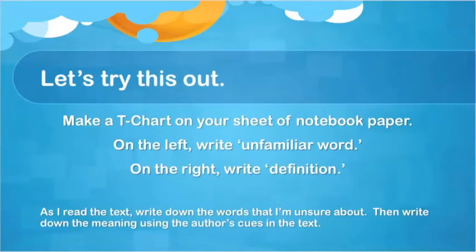Let's try this strategy out. You should have a sheet of notebook paper with you on the carpet. With your notebook paper, make a T-chart. On the left side of the T-chart, write unfamiliar word, and on the right side of the chart, write definition. As I read the text today, I'd like you to write down the words that I'm unsure about. Then use the author's cues to write down the meaning in the text.